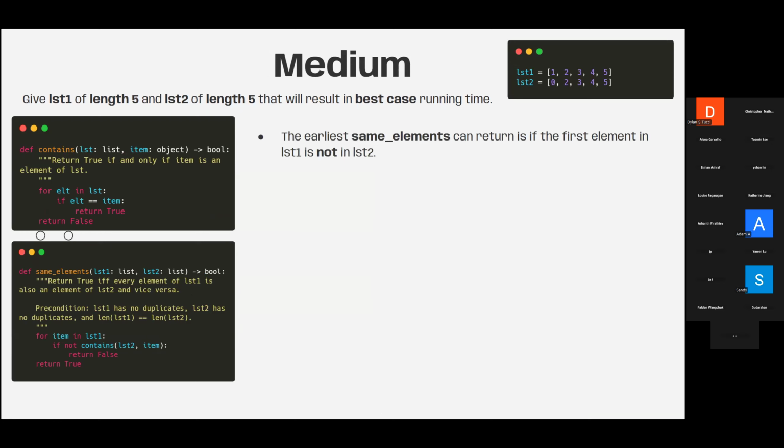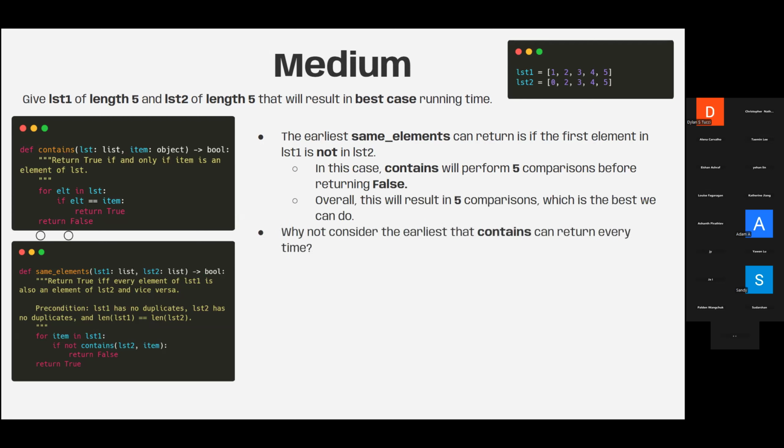So this is just explaining it, right? We want to make sure that the first element in list 1 is not in list 2 at all. That way we can get the best case running. And like I said, it's going to do 5 comparisons, which is also known as the length of both the lists.